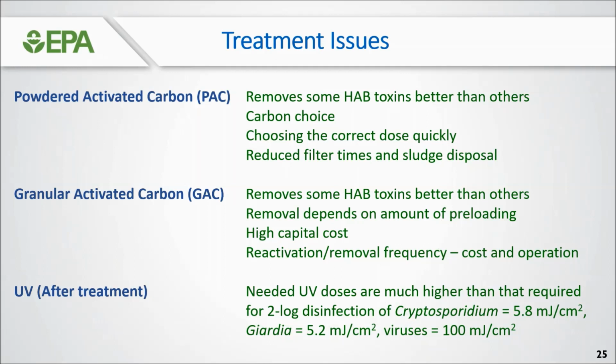GAC has a high capital cost, and you'll have to look at reactivation and removal frequency for GAC if this is a bloom situation that is reoccurring. So that impacts your cost and operation. For UV technologies, for after treatment, once the water is clarified, it's probably not likely used for toxins because the doses that are needed for toxin removal are much higher than required for Crypto or Giardia or viruses. So it's unlikely a plant will have UV installed at the correct dose to remove HAB toxins.